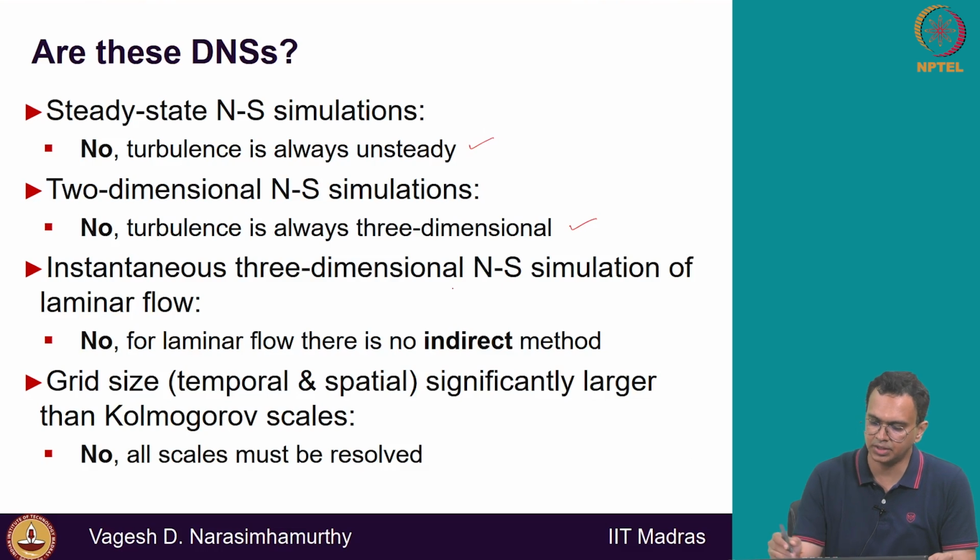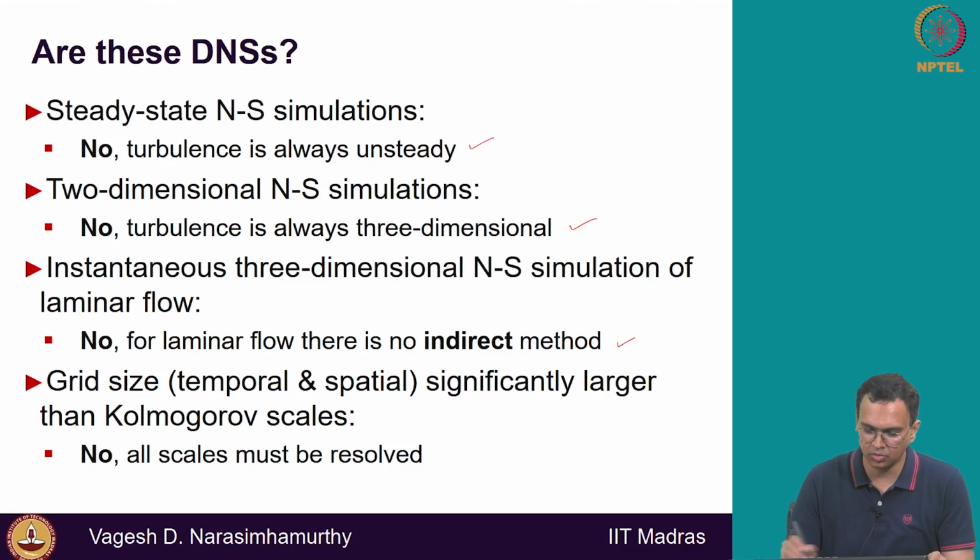And also, instantaneous three-dimensional Navier-Stokes simulation of laminar flow. This I already told you. For laminar flow, there is no indirect method, right? So there is no indirect method here, and therefore in the strict sense, we usually don't call it DNS when we solve laminar flows using the full Navier-Stokes equation.